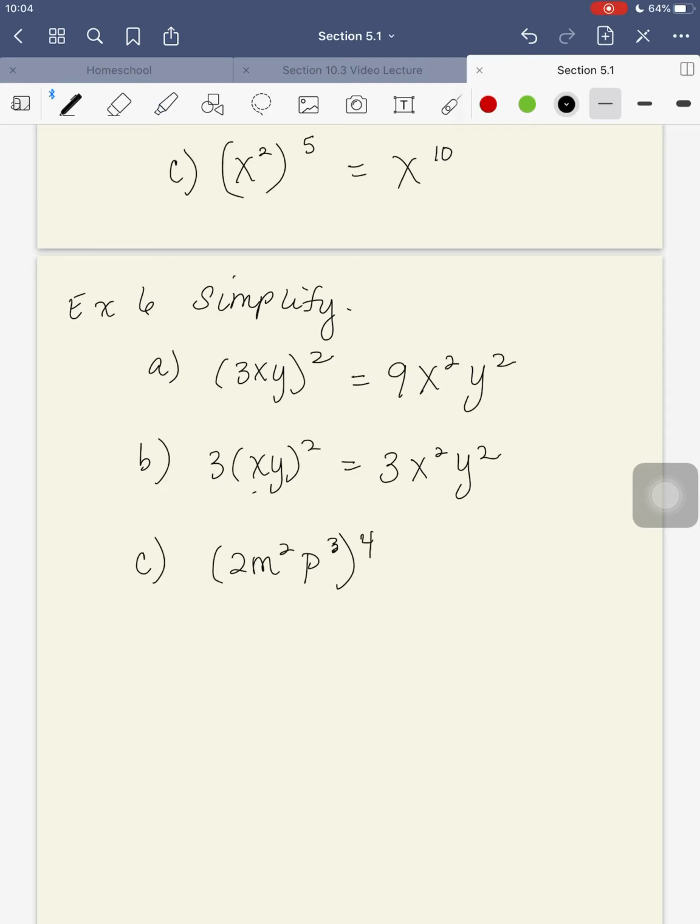All right, in this case, you're going to raise everything inside the parentheses to the fourth power. So 2 to the fourth power means multiply 2 times itself 4 times, and you get 16. And then a power raised to a power you multiply, so that would be m to the 2 times 4, or m to the 8th, p to the 3 times 4, or p to the 12th.